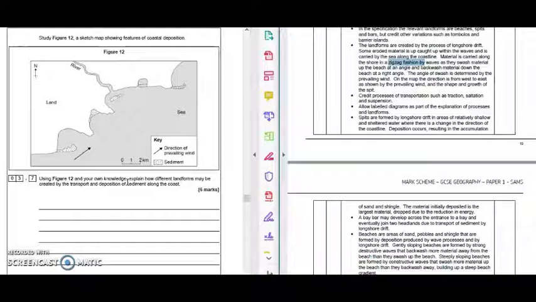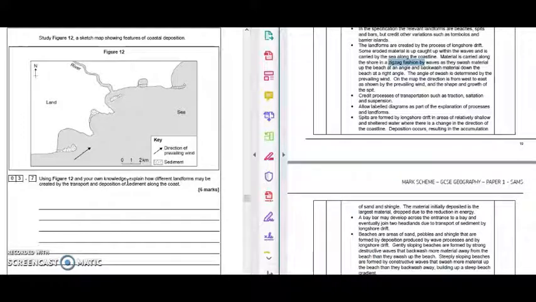And you can then say about the importance of vegetation. And the more plants that grow on the sand dunes, the taller they will become, because as the wind transports the sand onto the sand dunes, the vegetation and the plants will slow the wind down, and as the wind slows, it then deposits or drops more sand, so it builds up over time.